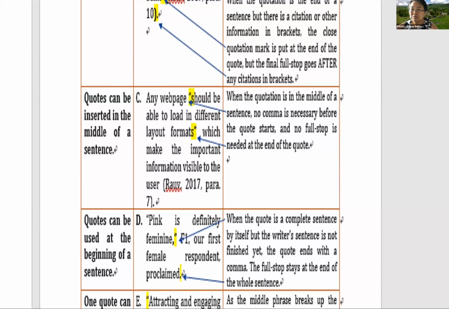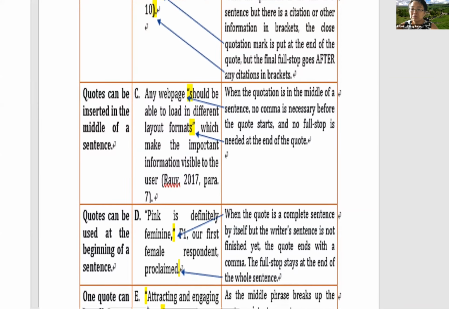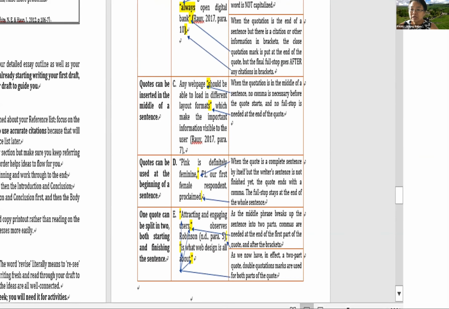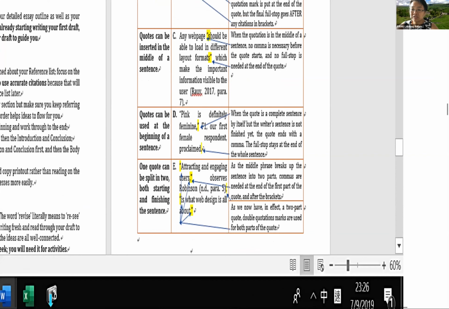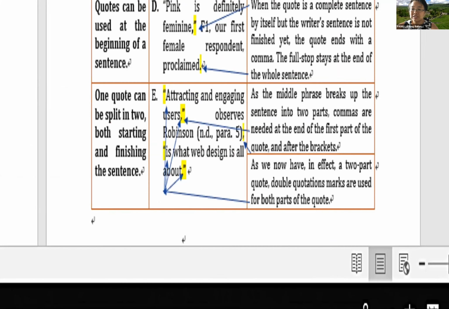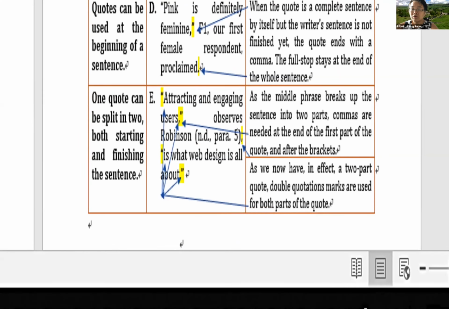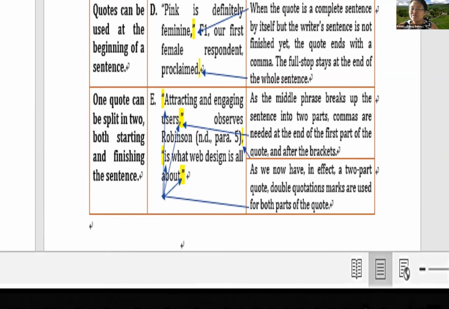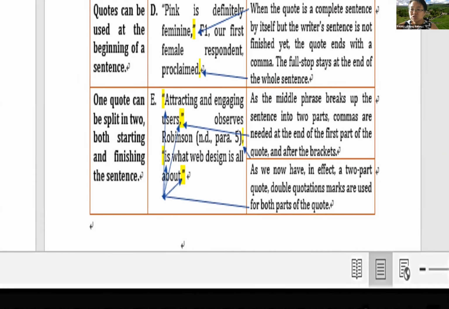Also use the double quotation marks, which make the important information visible to the user. Okay, so same thing. And it can be used at the beginning of the sentence, all right? Or sometimes could be split the sentence into two, all right? So you use the first part and the middle part, maybe you found it not very relevant, so you cut it and then chose to continue with the last part of the sentence.